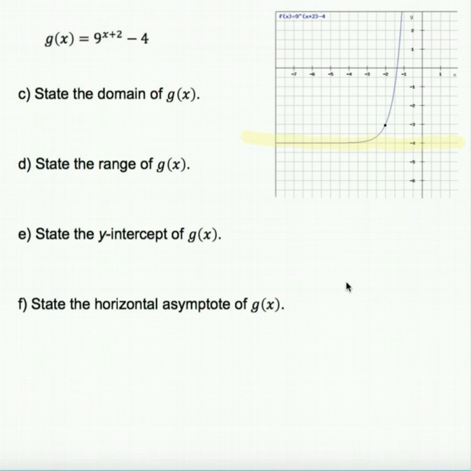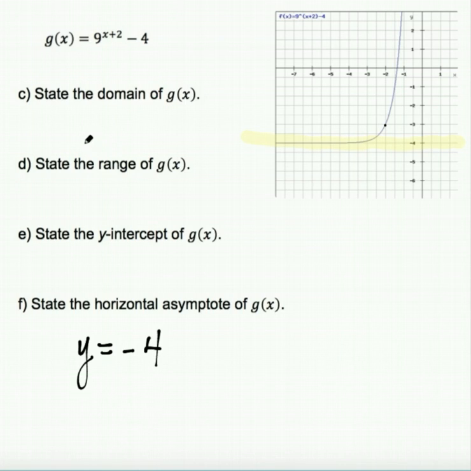Now let's figure out what the new domain, range, y-intercept, and horizontal asymptote are. Well, I'm actually going to start with the asymptote because we already know that the horizontal asymptote shifted down 4. It was at 0. It's now y equals negative 4.